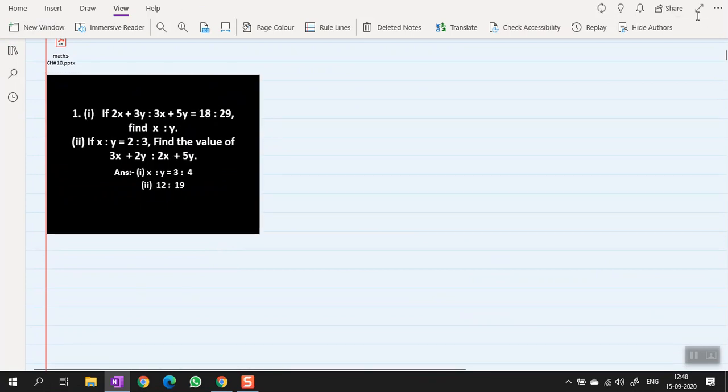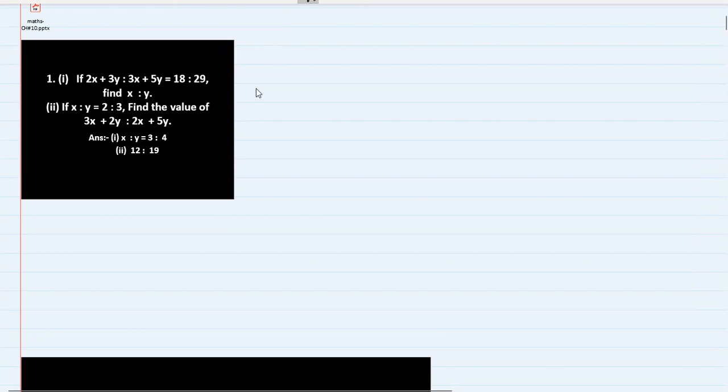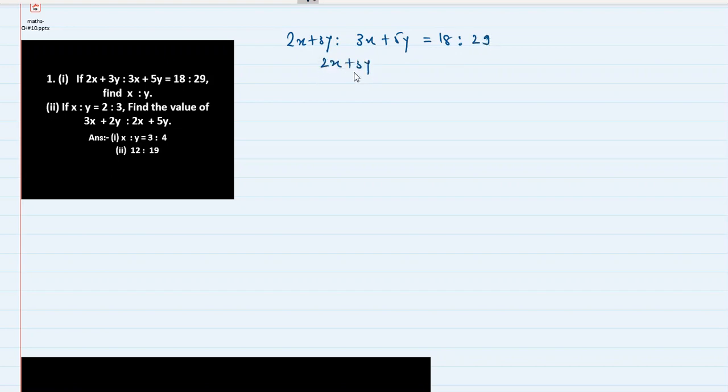Okay, question number 1. If 2x plus 3y is to 3x plus 5y, 2x plus 3y ratio 3x plus 5y is equal to 18 by 29, find x is to y. Okay, that's easy. So 2x plus 3y is to 3x plus 5y is equal to 18 is to 29. Now you can write it as 2x plus 3y upon 3x plus 5y is equal to 18 upon 29.